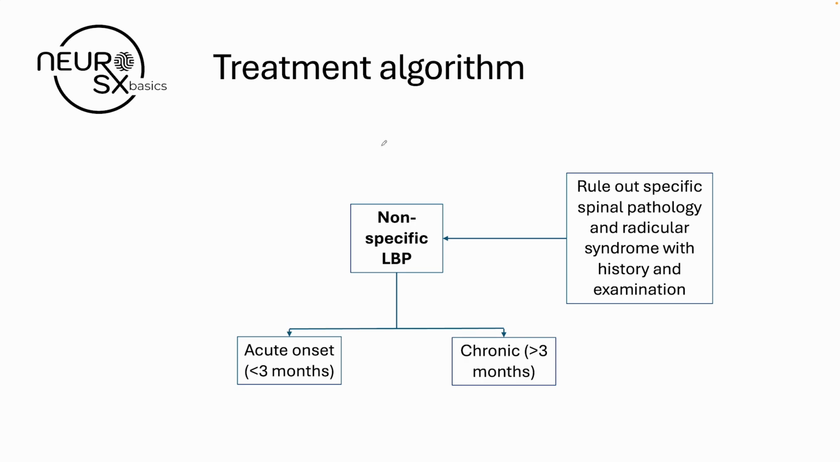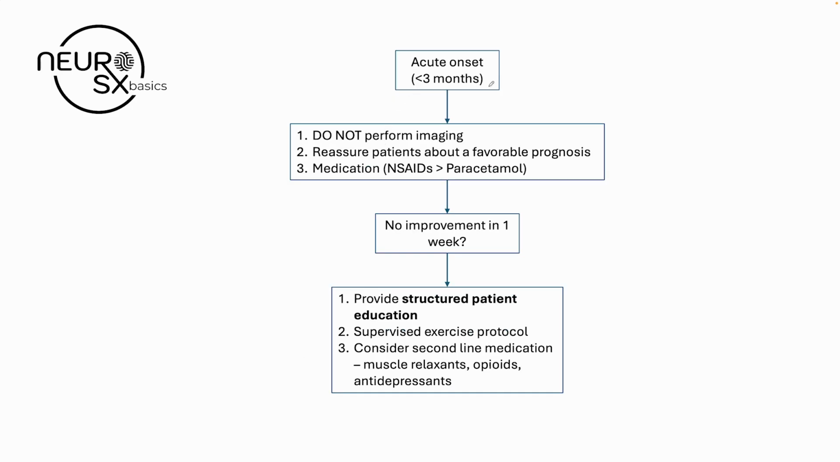Now, for patients with an acute onset of non-specific low back pain, very clearly, based on evidence, do not perform imaging. Okay, that is the most important thing. Acute non-specific low back pain, do not perform imaging. A very important thing here is to reassure patients about a favorable prognosis.